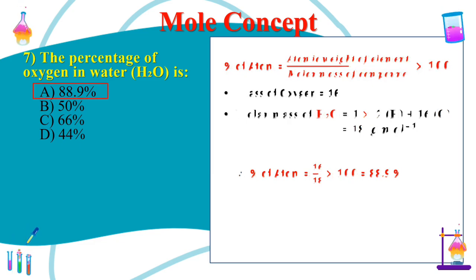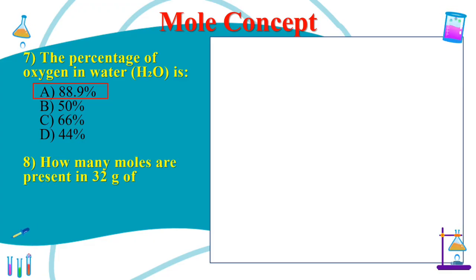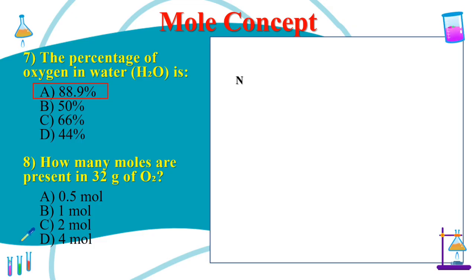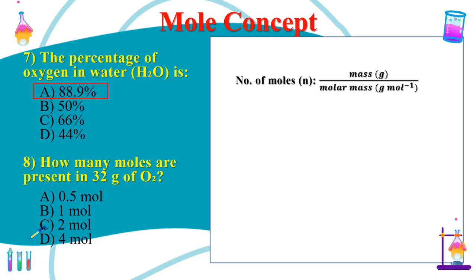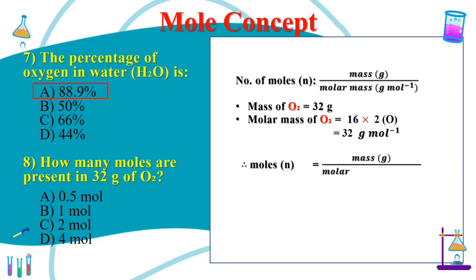Now the next question will be based on number of moles, that is how many moles are present in 32 gram of oxygen. As we know from the moles formula, mass of oxygen is equal to 32 gram. Also molar mass of oxygen is 32 gram per mole. While substituting all these values, we'll get 1 mole.